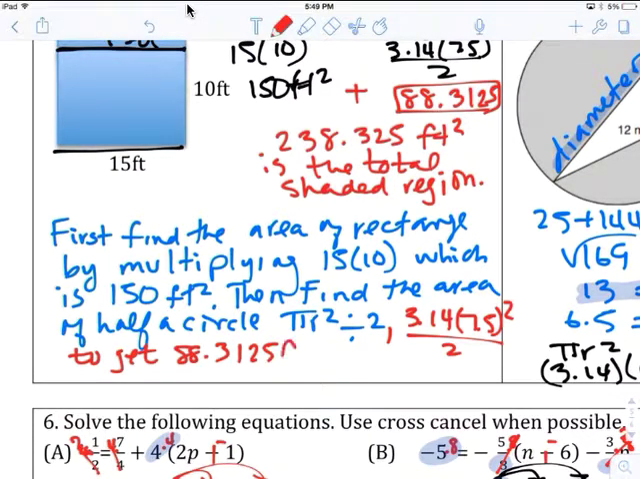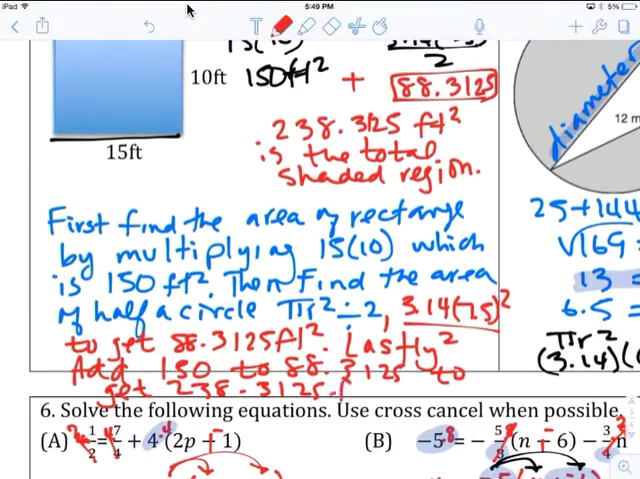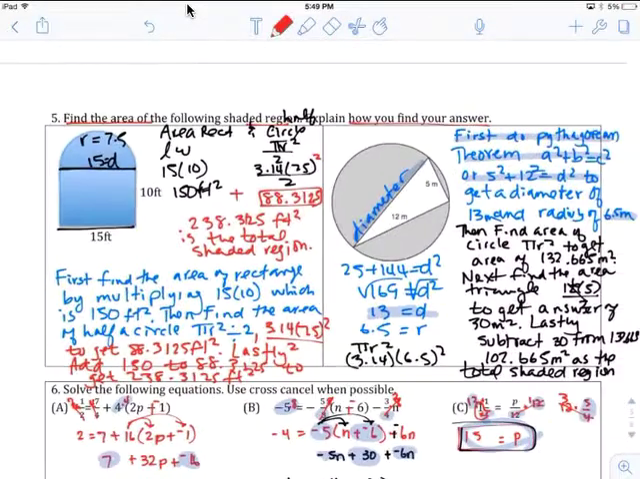88.3125 feet squared. And add, lastly, add 150 to 88.3125 to get 238.3125. Forgot the 1 right here. Feet squared. That's how you do that.